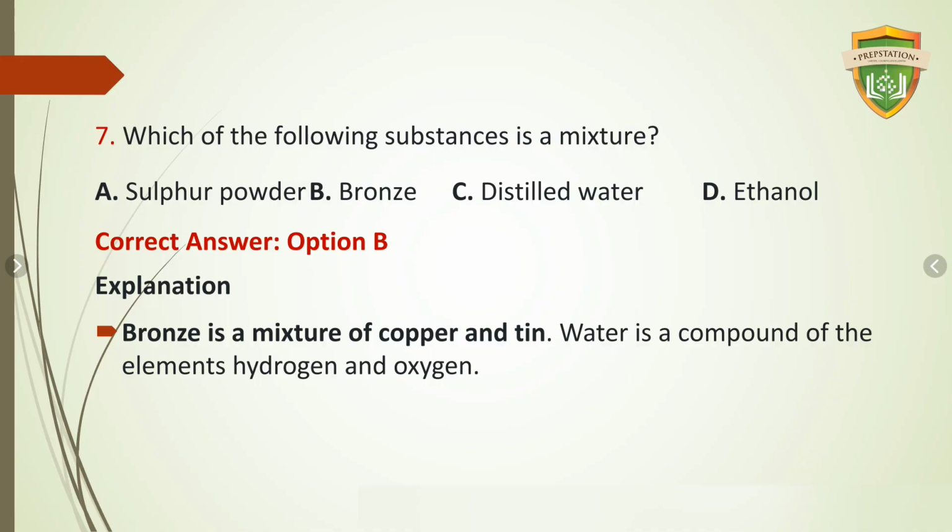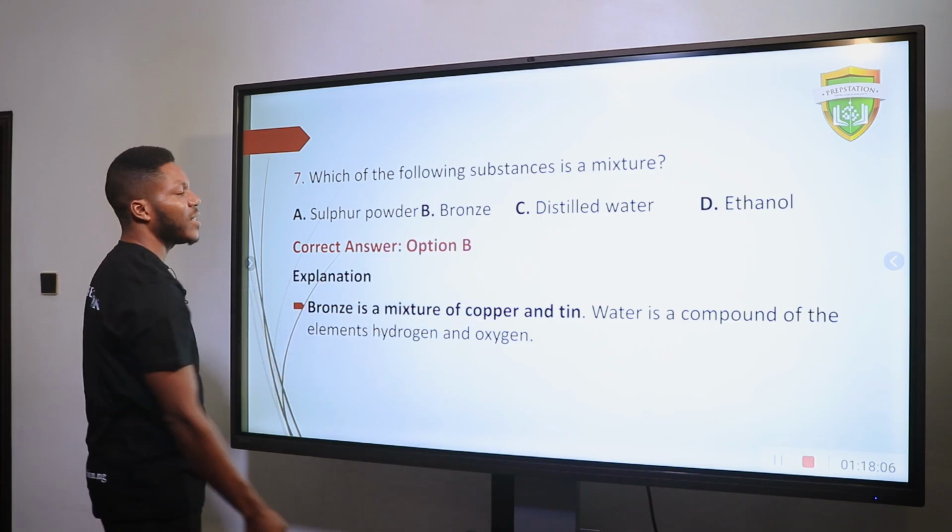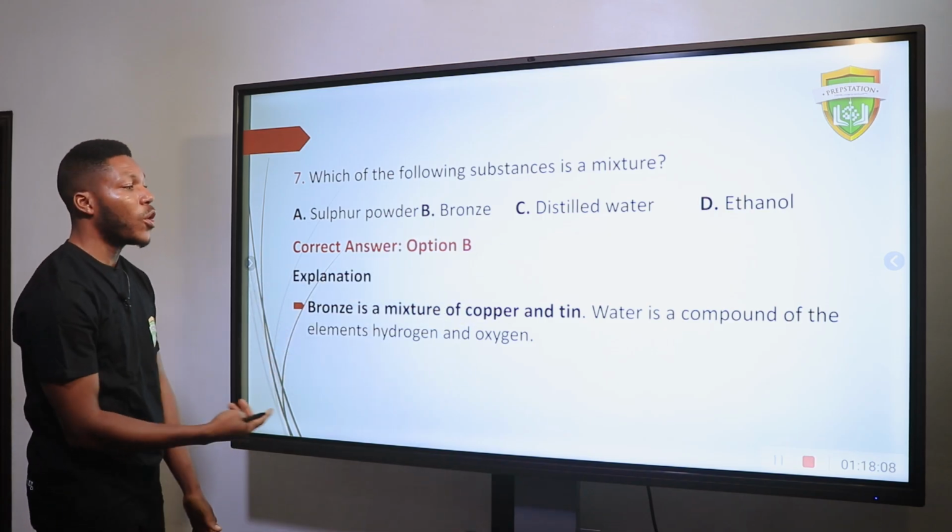Okay, another one comes here. Sulfur powder is not a mixture. Distilled water is not a mixture. Ethanol is not, but the answer is what? Is B, bronze. Bronze is an alloy, so it's a mixture of copper and what? And tin.